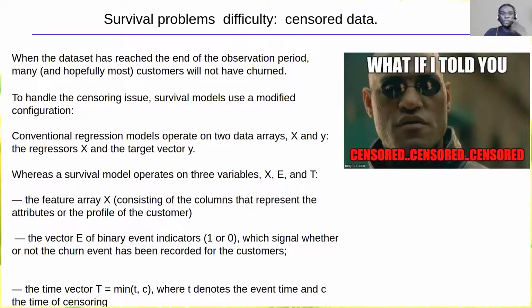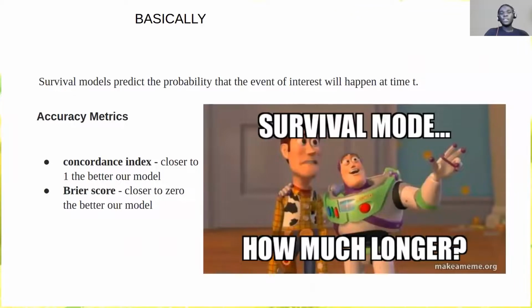To handle censoring issues, survival models use a modified configuration. Usually if you want to build a machine learning model, you just need 2 arrays, X and Y. X represents the features you want to use to train, and Y represents your target variable. But with survival models, we usually have 3 variables: X, E, and T. X is the array you use to train, E is the event of interest, and T is the time to event. So we usually have 2 targets here, the event of interest and the time to event. Basically, a survival model predicts the probability that the event of interest will happen at a particular time T.